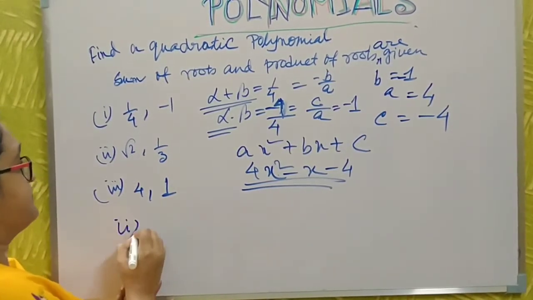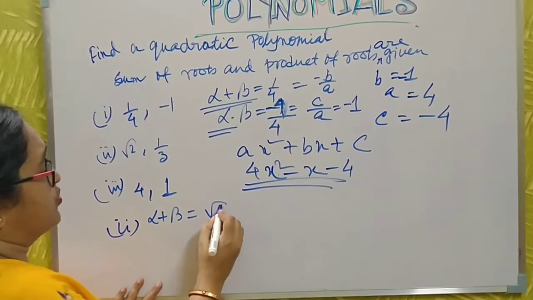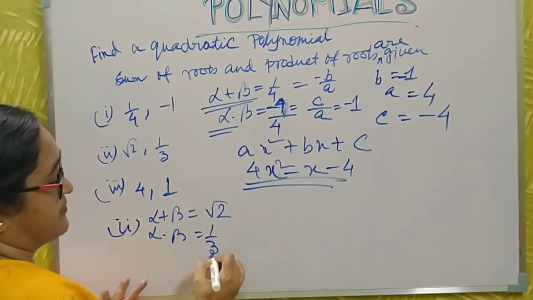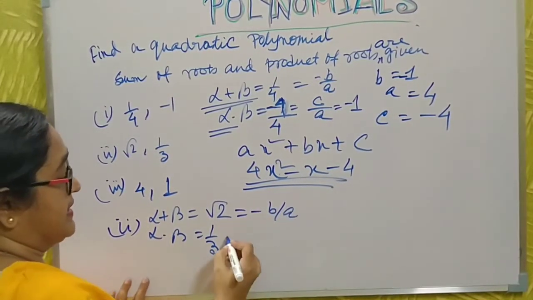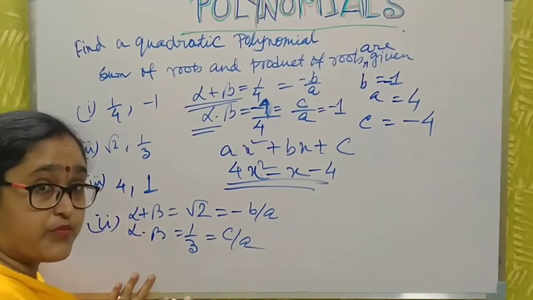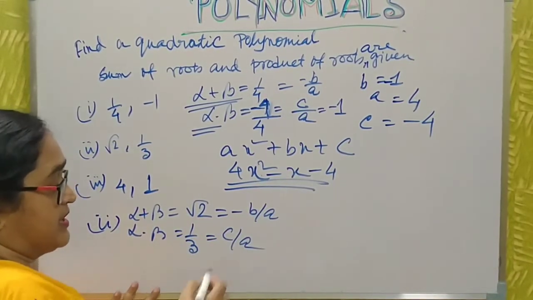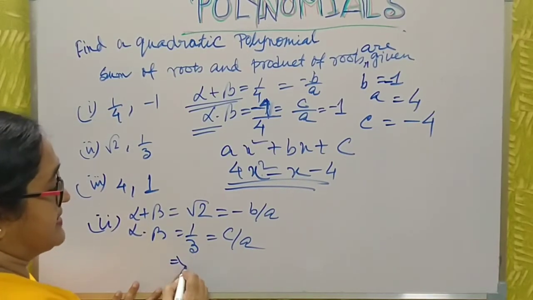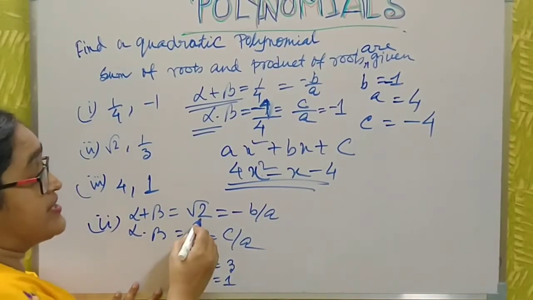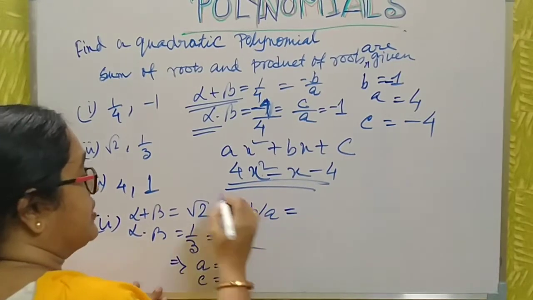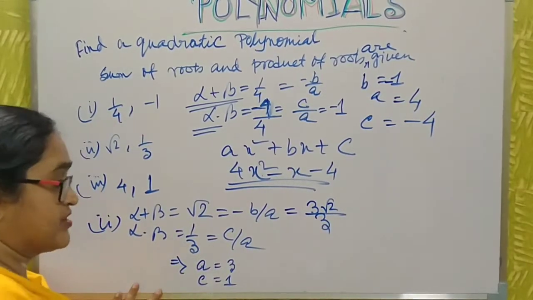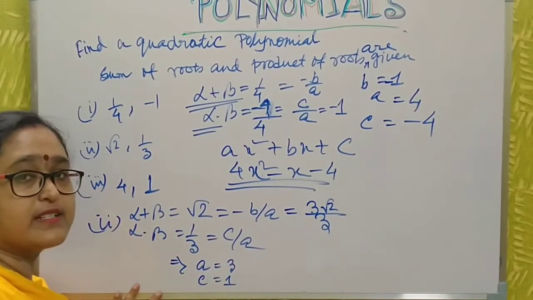Now, the second one: alpha plus beta is root 2 and alpha into beta is 1 by 3. This is minus b by a, and this is c by a. Clear? Now just observe: a is 3 and c is 1. If a is 3, then you must multiply the numerator with 3 to compare. Then you put the result.